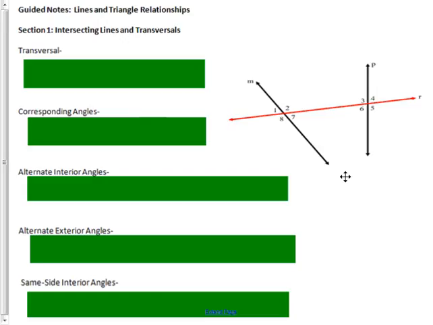Right, we have our first video, our guided notes on lines and triangle relationships. For section 1, we have intersecting lines and transversals. So our first video is just simply going to get some vocab down, or some of our notation here. So the first thing we have to figure out is, what is a transversal?